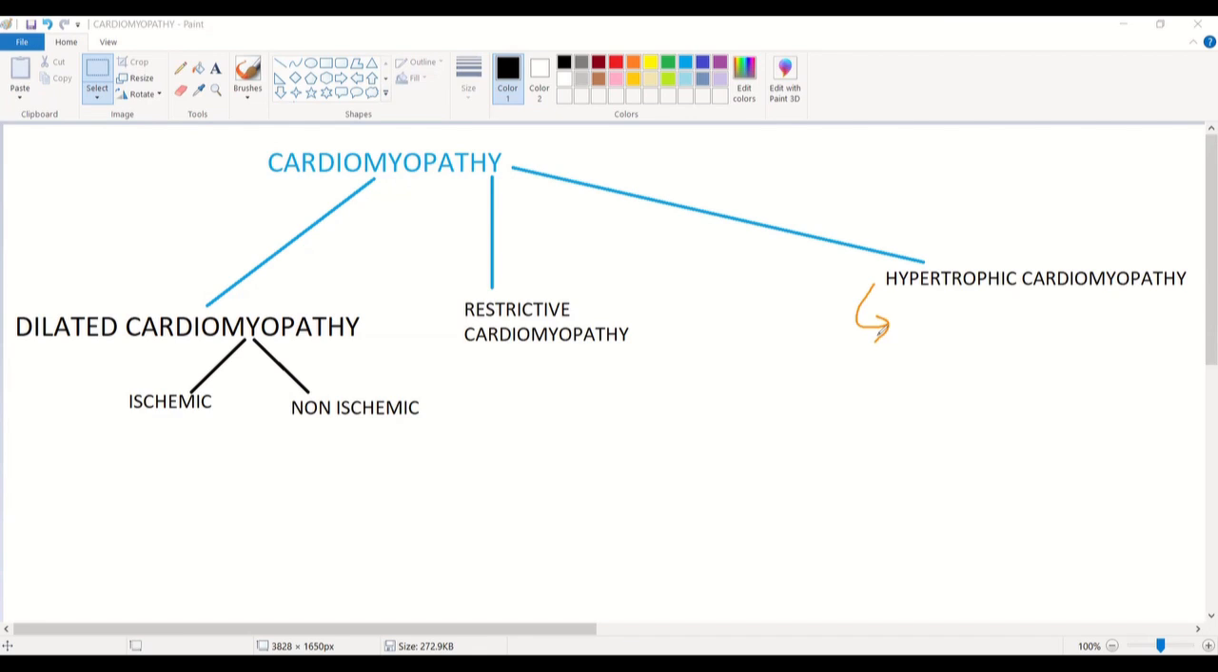Which protein? Myosin binding protein C, right? Yes. Myosin binding protein C, and another is beta myosin heavy chain. So you have to remember these proteins in hypertrophic cardiomyopathy.